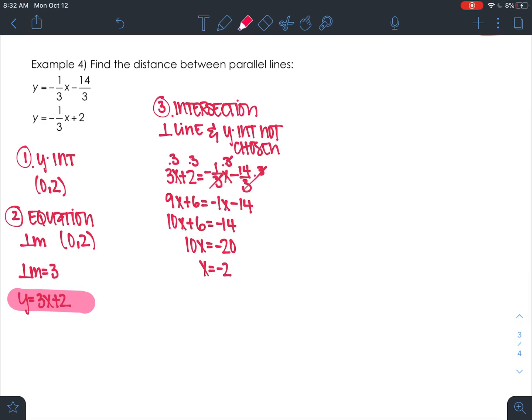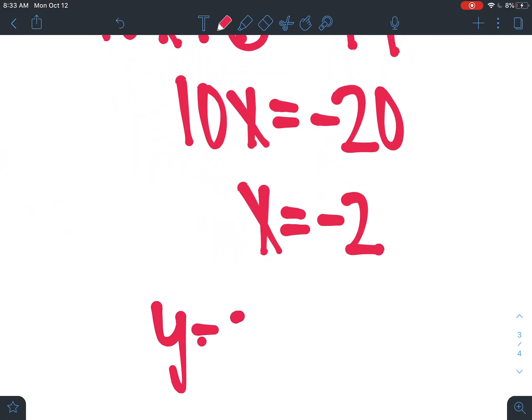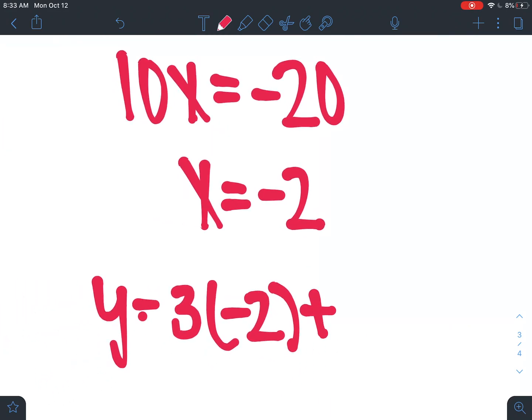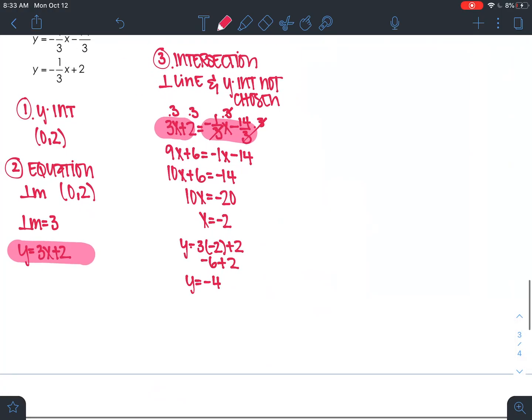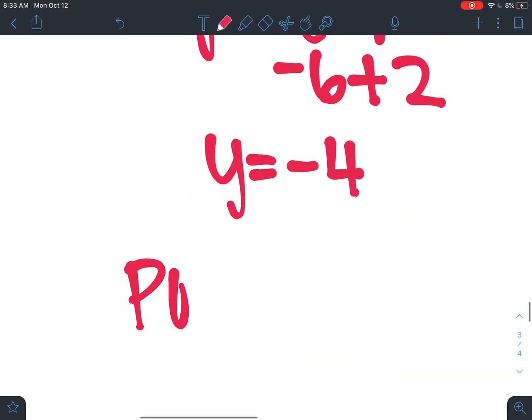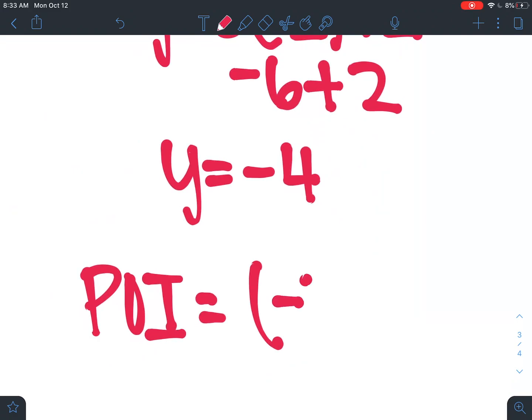Now, again, we need to plug it into either of those equations. So I'm going to take the negative 2, plug it into y equals 3x plus 2. So y is equal to 3 times negative 2 plus 2, which gives me negative 6 plus 2, which means that my y is negative 4. All right, and then my point of intersection, my POI, is (-2, -4).